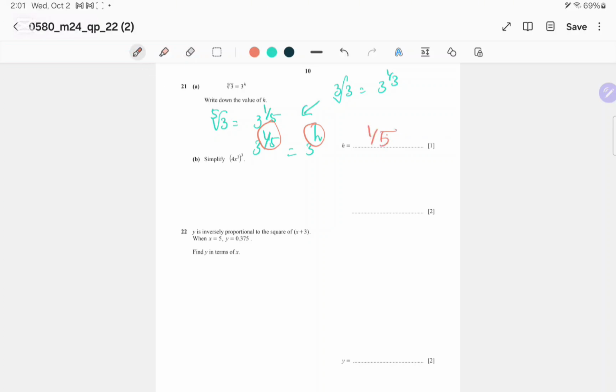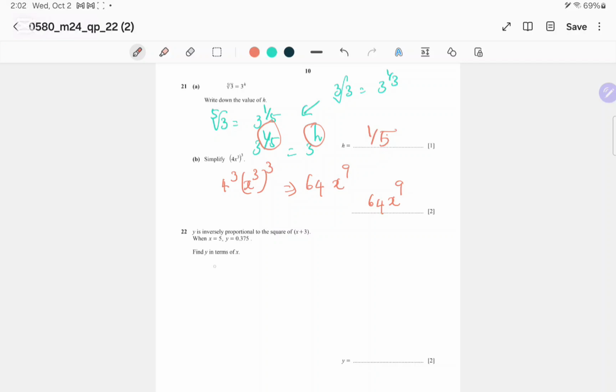Okay, 1 by 5. Next part of the question, simplify (4x cube) whole power cube. Okay, so how will you write 4 cube? I'll write it simply 4 cube into x cube whole power cube. So it is 4 cube is 64 into x power 9. 3 into 3, 9. So 64 x power 9.